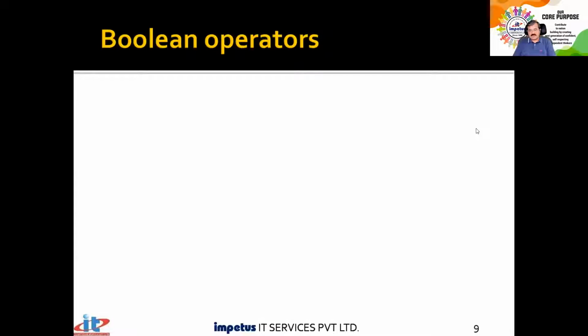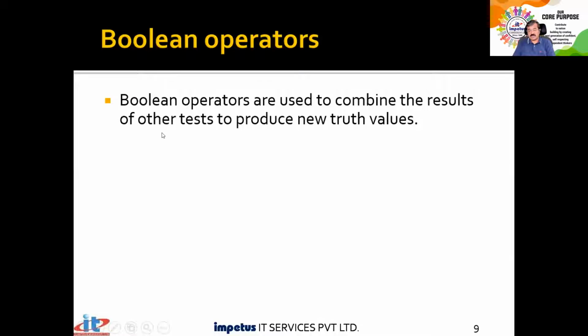So we have this concept of Boolean operators. What are the Boolean operators which are currently available for us? What are they used for? They are used to combine the result of other tests to produce a new truth value. That means if I have some conditional test, using relational operators like less than, less than equal to, greater than equal to. If I say A greater than B, the result of this will either be true or false.